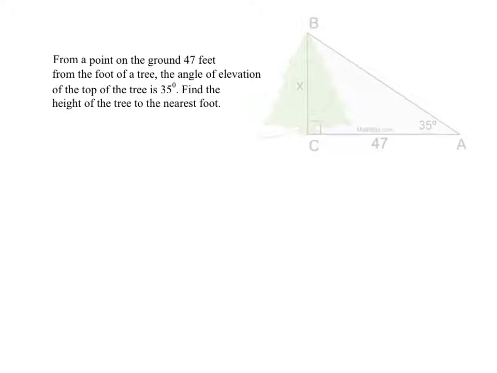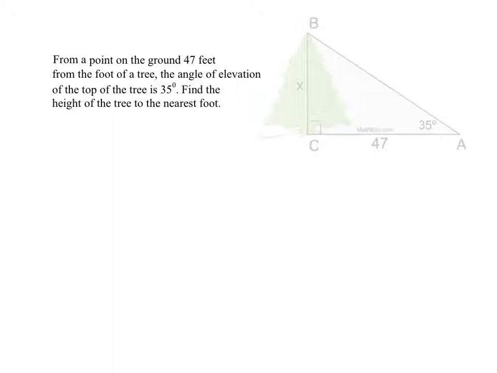So this says, from a point on the ground, 47 feet from the foot of a tree, the angle of elevation to the top of the tree is 35 degrees. Find the height of the tree to the nearest foot. Now we're actually going to look a little bit more at angle of elevation and angle of depression tomorrow, but this one had a triangle already given, so we're going to use the information that's here.